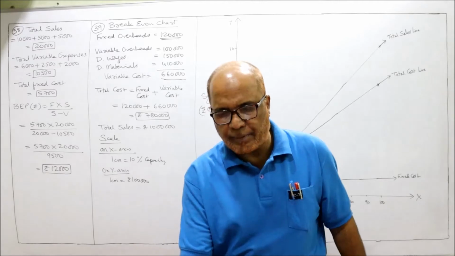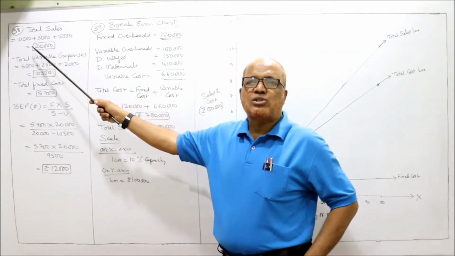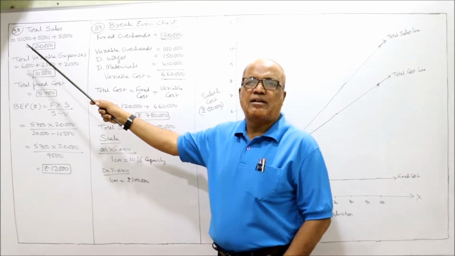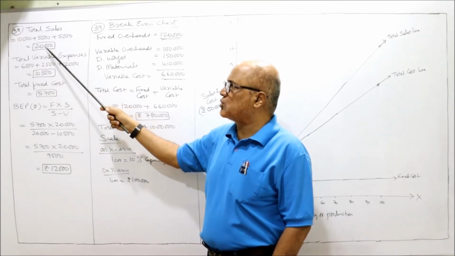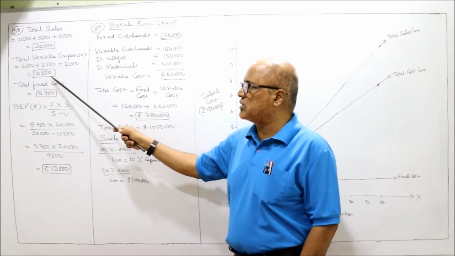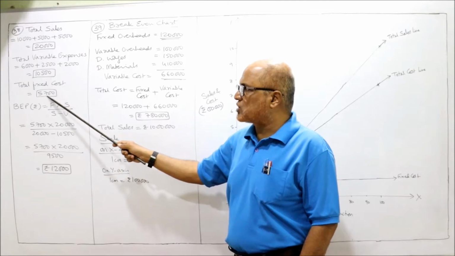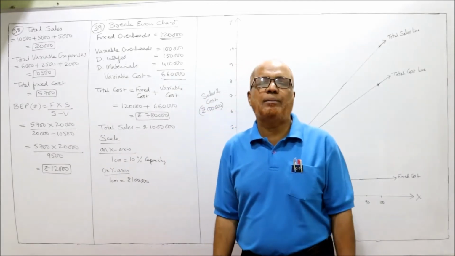How to compute BEP? Now, see here. Total sales: I have added up the sales of the 3 products X, Y, Z. The sales of X 10,000, Y 5,000, Z 5,000, total 20,000. Total variable expense 6,000, 2,500, 2,000, total 10,500. Total fixed cost 5,700.